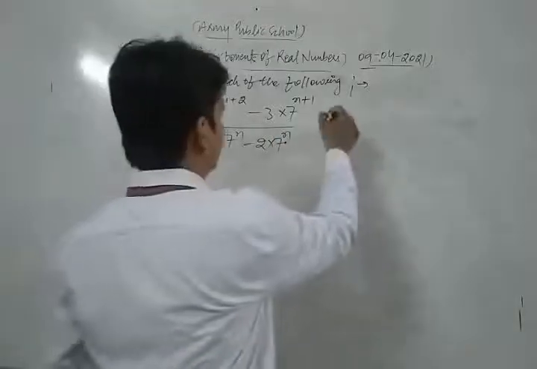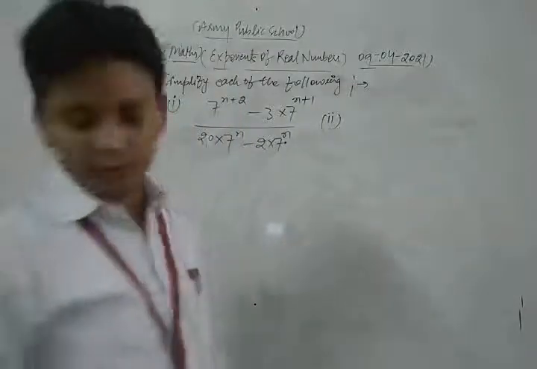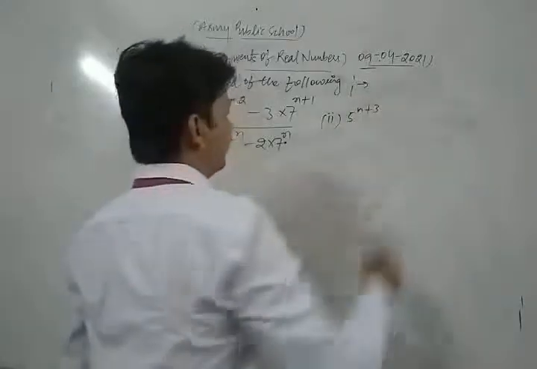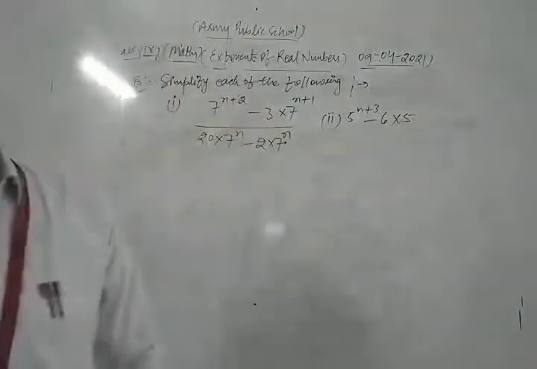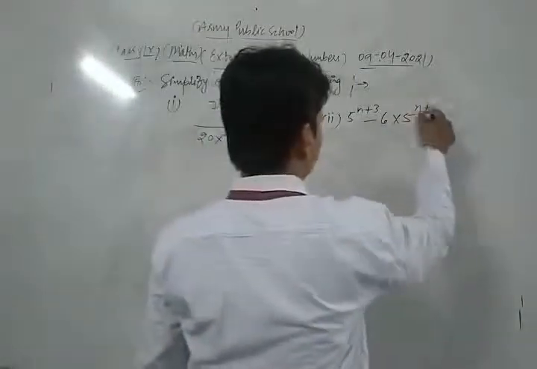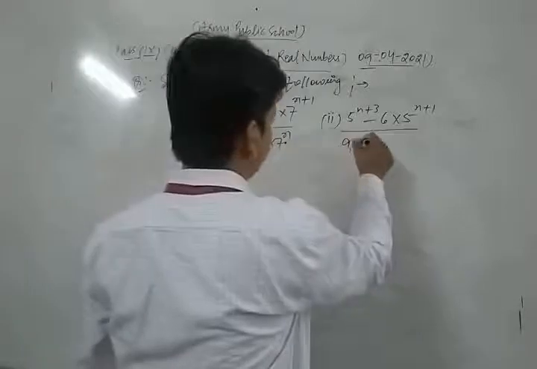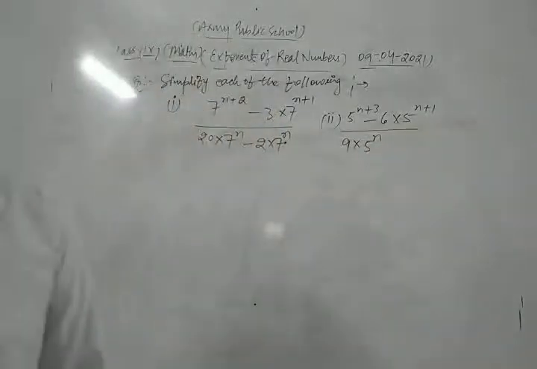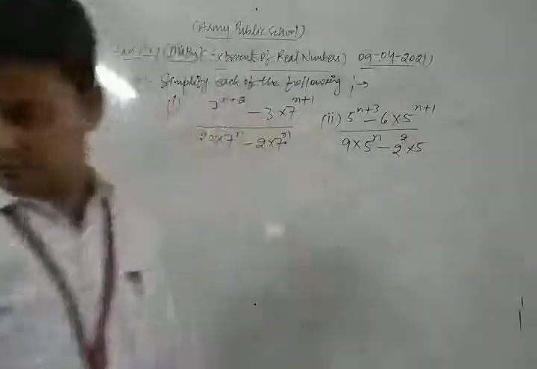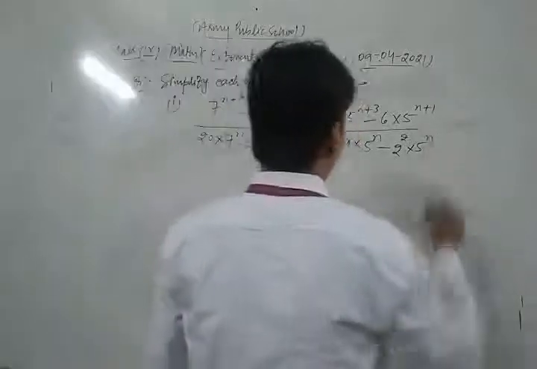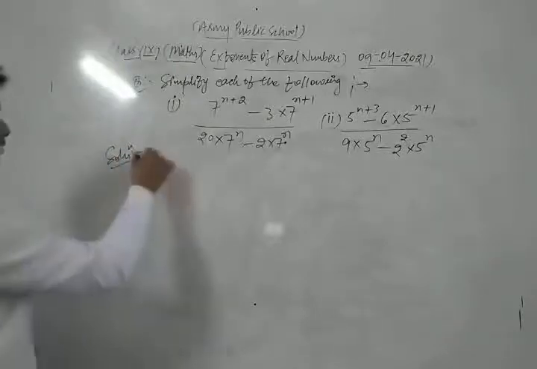Okay, and the second part of this question is, dear students, let's see, 5 to the power n plus 3 minus 6 into 5 to the power n plus 1, upon 9 into 5 to the power n minus 2 to the power 2 into 5 to the power n. Okay, let's see its solution first.